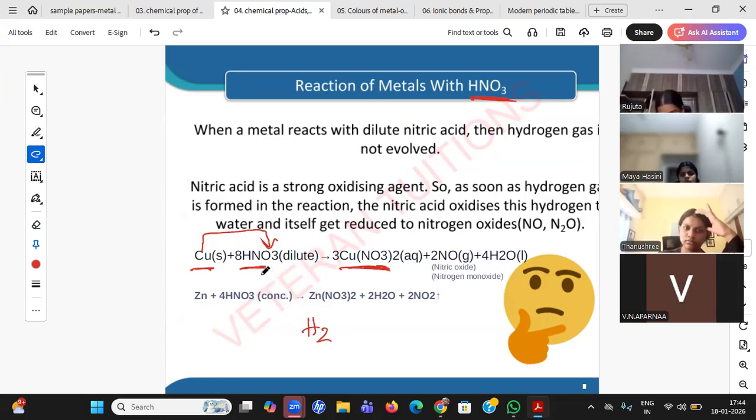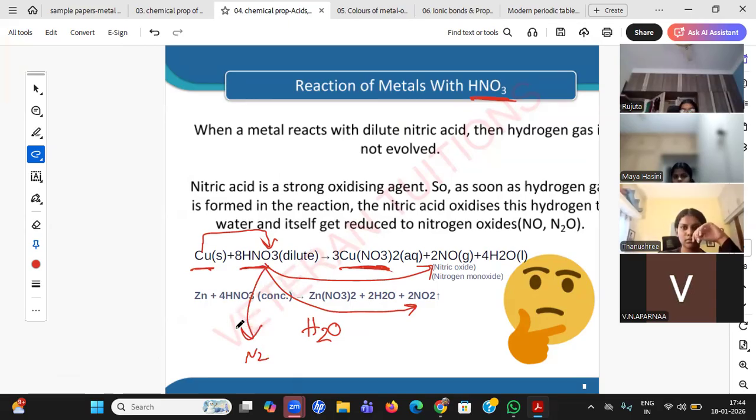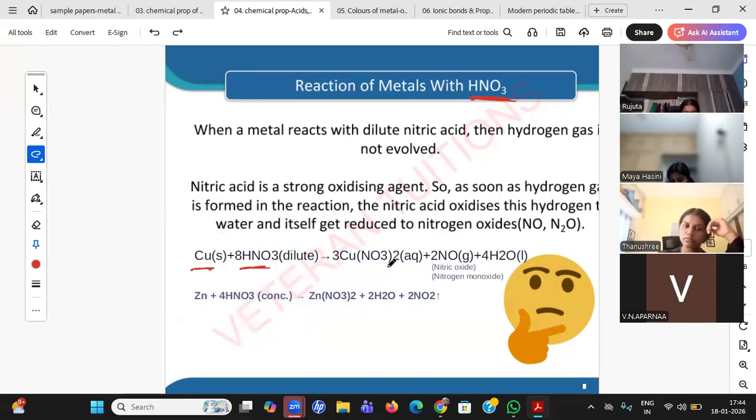This nitric acid is a strong oxidizing agent. What does that mean? It will add oxygen to that. So H2 will become H2O. Again, whatever NO3 is there, it will sometimes become NO, sometimes NO2, or sometimes N2O also. That's the reason, student. This is an exception. As soon as hydrogen comes, it will add some oxygen and make it water. Besides that, there are some other components like nitric oxide, nitrogen dioxide, like that. What are the questions? Harshini, yes. Oxidized.